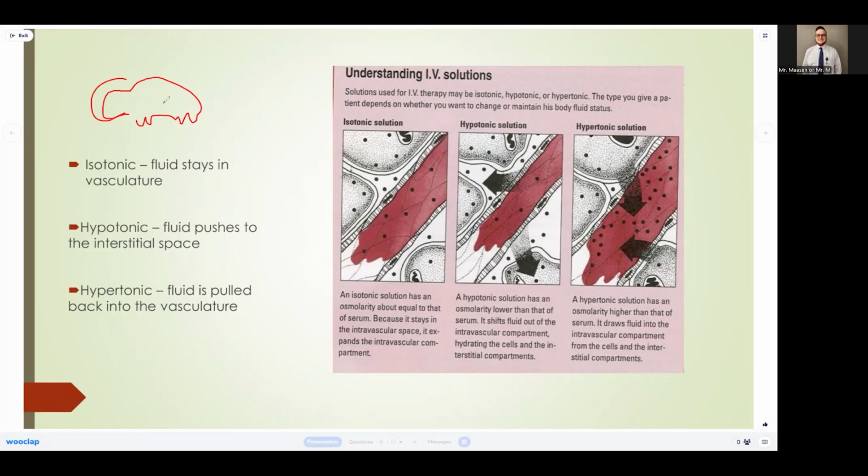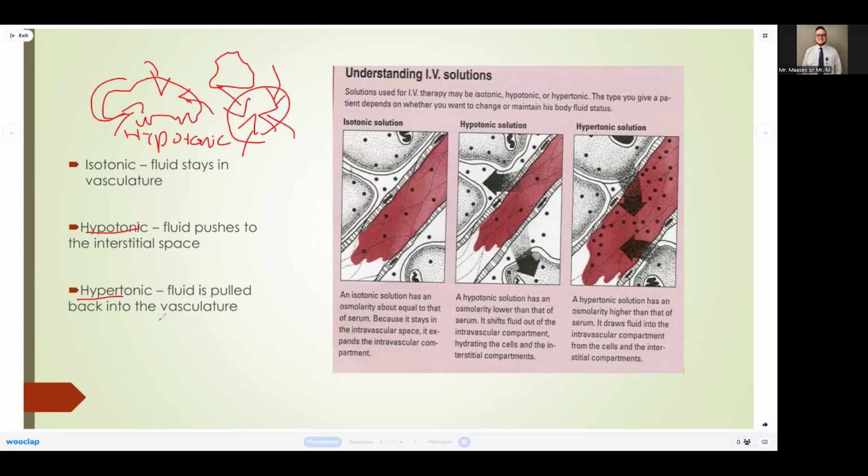So hypotonic solutions mean that fluid is shifting into cells and interstitial space. So think of edema, those kinds of things. They're going to push fluid out of the blood vessels and make the cells swell. Okay. So hypotonic is going to make a cell swell, basically. Fluid is going to leave the blood vessel and go into the cell, make stuff swell, hypotonic.